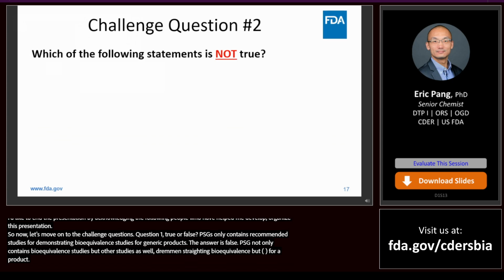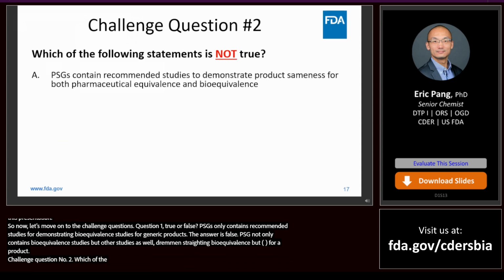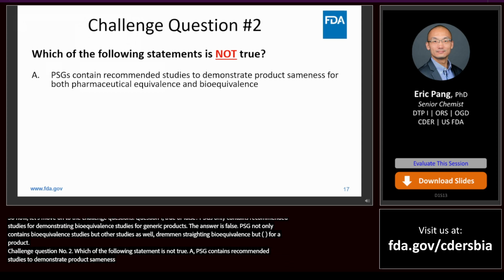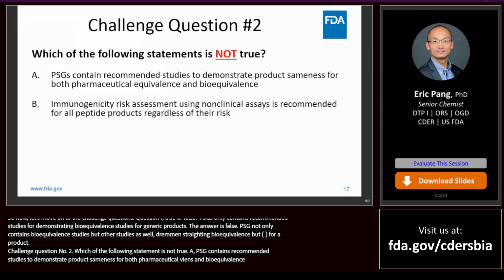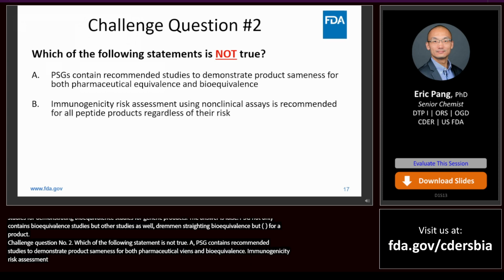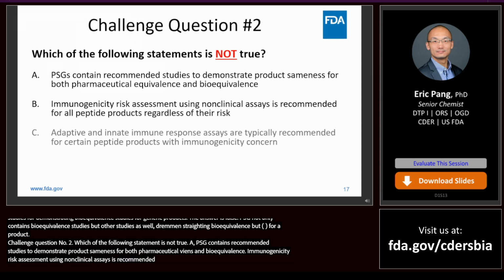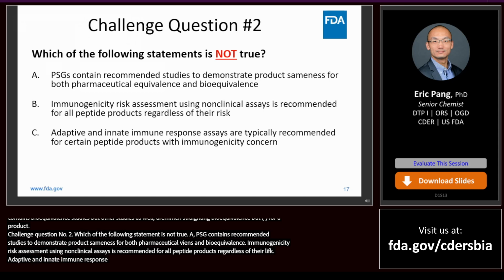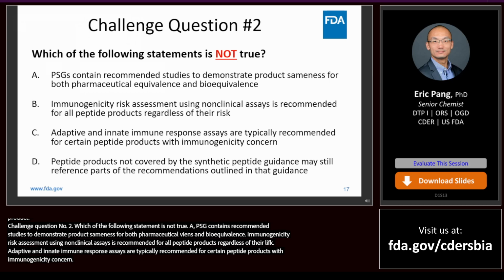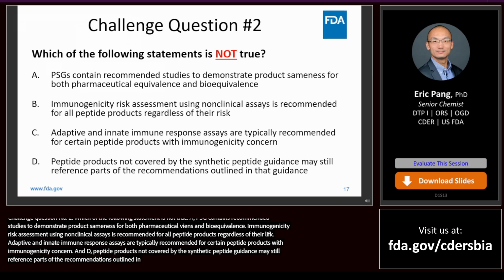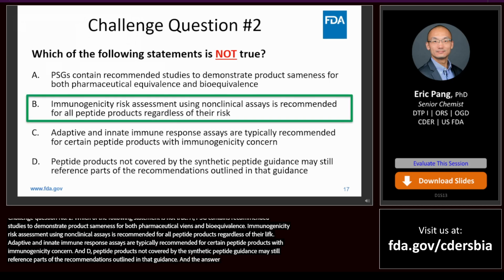Challenge question number 2. Which of the following statements is not true? A. PSG contains recommended studies to demonstrate product sameness for both pharmaceutical equivalence and bioequivalence. B. Immunogenicity risk assessment using non-clinical assays is recommended for all peptide products regardless of their risk. C. Adaptive and innate immune response assays are typically recommended for certain peptide products with immunogenicity concern. And D. Peptide products not covered by the synthetic peptide guidance may still reference parts of the recommendations outlined in that guidance. And the answer is B.